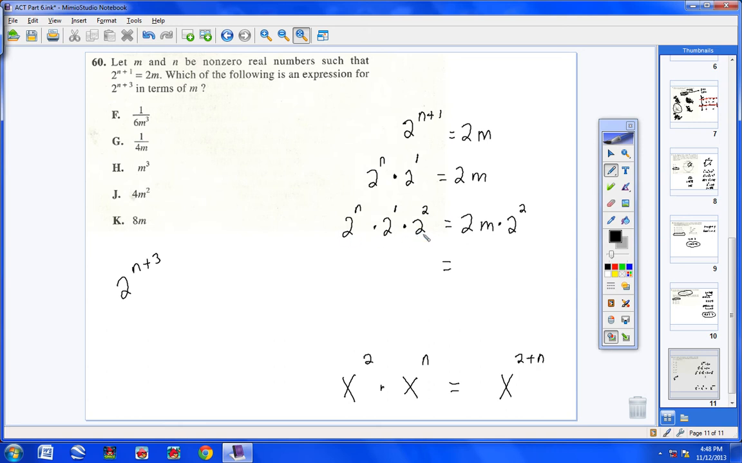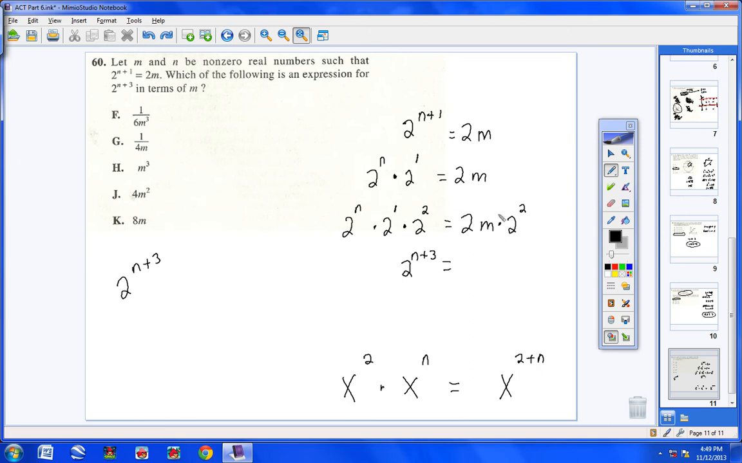Am I multiplying like bases? Yes, I am. So if I'm multiplying like bases, I write the base once, and then what do you do to your exponents? You add them. So if I have n plus 1 plus 2, that would be n plus 3. So I did it. I took this starting left side and I did some manipulations until I got it down to look like this, which is really what I wanted to do. And if you're asking why, I will show you why in a second.